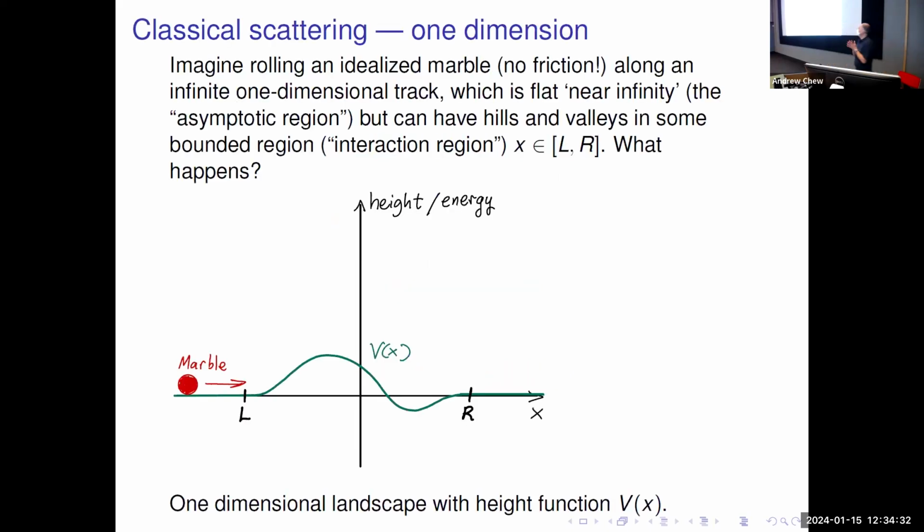Yeah, so let's get straight into it. So we'll start with classical scattering. Firstly, just in one dimension. So this is really quite simple. Imagine an idealized marble, frictionless, moving along an infinite one-dimensional track. And the one-dimensional track can have hills and valleys, but is perfectly flat outside some bounded region, say L to R. Then what happens? All right, so we can think of this as a one-dimensional landscape with height function V.